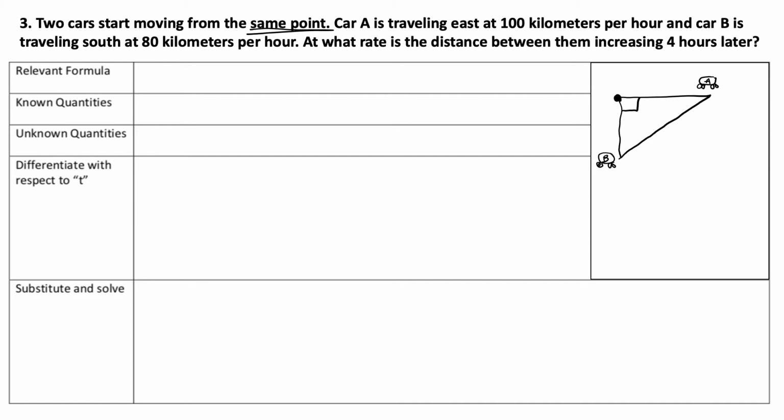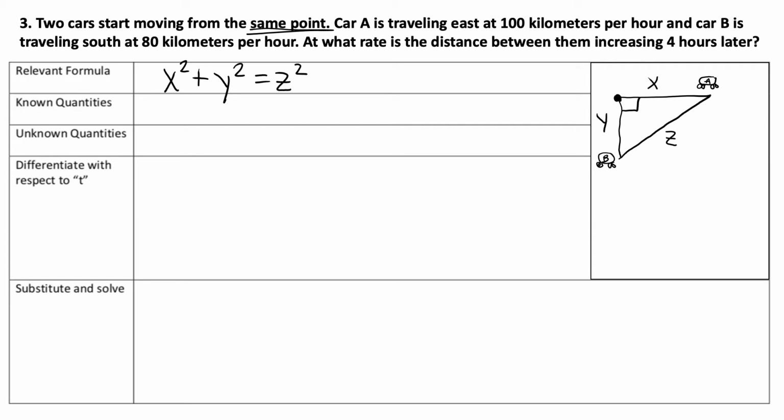I'm going to label my sides like I always would as X, Y, and Z just for consistency. And because I want to relate the sides of my triangle, I'm going to use my Pythagorean theorem. X squared plus Y squared equals Z squared. And I want to fill out my known and my unknown quantities, but I have to be really careful to make sure that I'm reading it correctly.